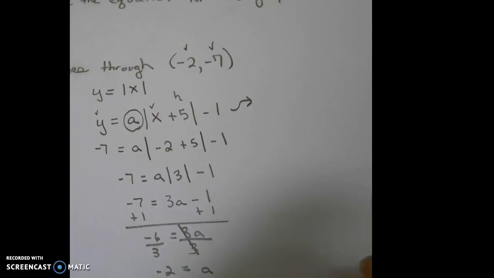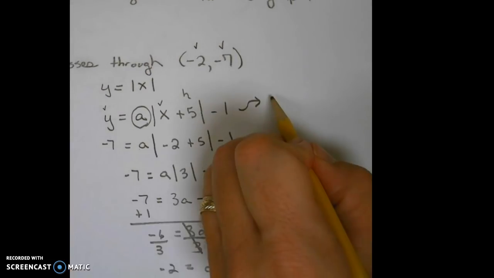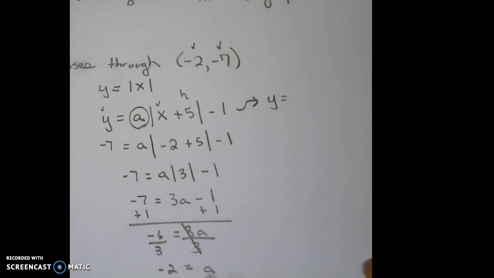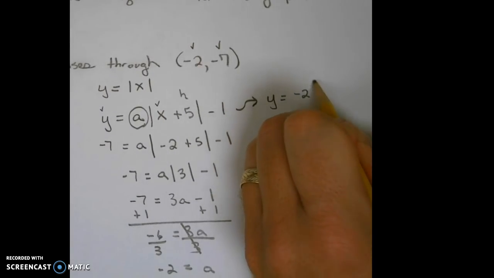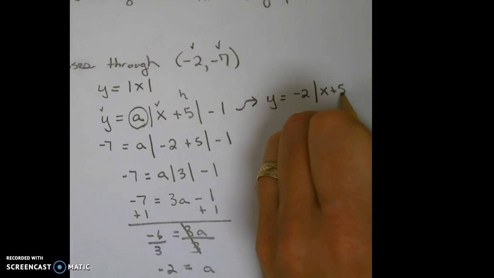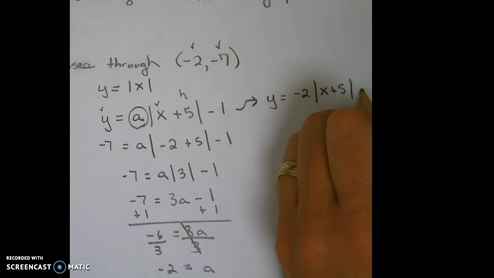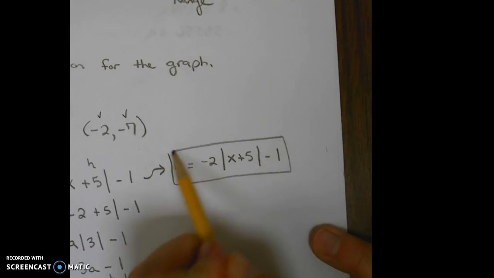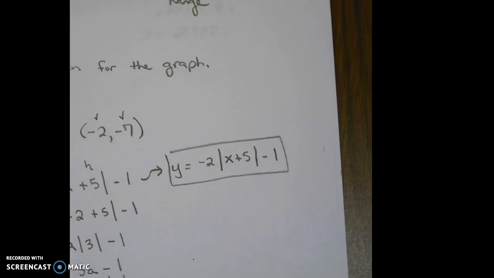So now we know what our A value is, which sometimes is the most difficult thing to get off of a graph. So our equation, I'm going to go ahead and call it y equals -2 times the absolute value of x plus 5, minus 1. And there is your equation. Let's go back to the graph.